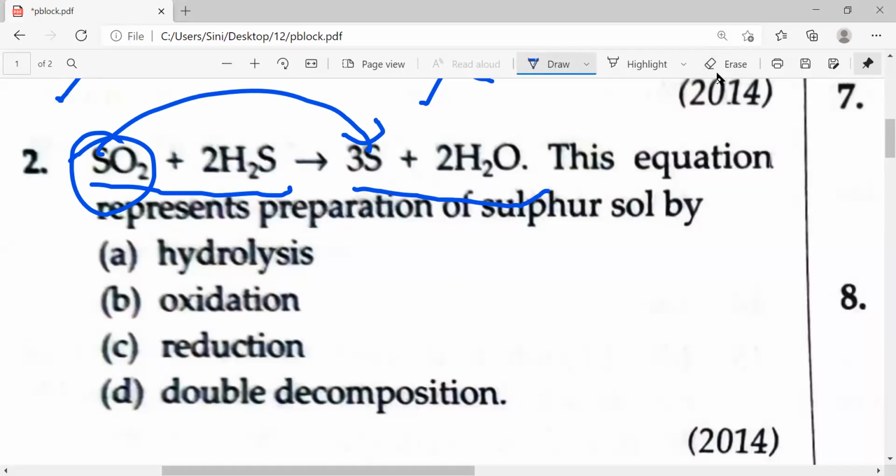But what about the sulfur atom in hydrogen sulfide? What is happening to it? That is getting oxidized, right? This one is getting oxidized. Everyone agree or not?